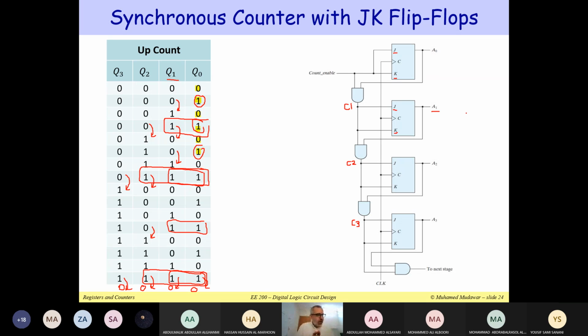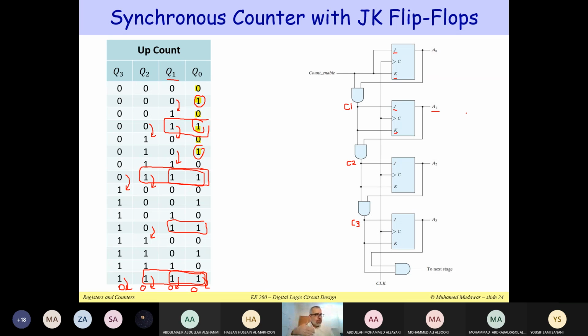Okay, you understand my point? The JK is more complex than the T type. Is there an advantage of using JK over the T or the D? No, there is no advantage. Why did people invent the JK? To put it in academic textbooks. Do people actually use the JK in the industry?